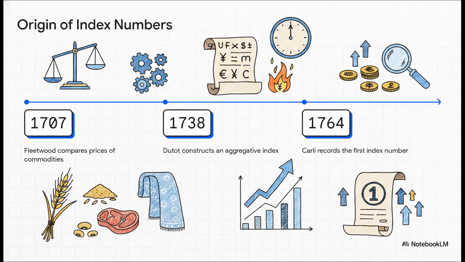Later in 1738, a Frenchman named Charles de Ferry-Dutot built a simple aggregative index, and by 1764, an Italian named G.R. Carli recorded the first official index number. So the desire to measure market changes is literally written right into our human history.